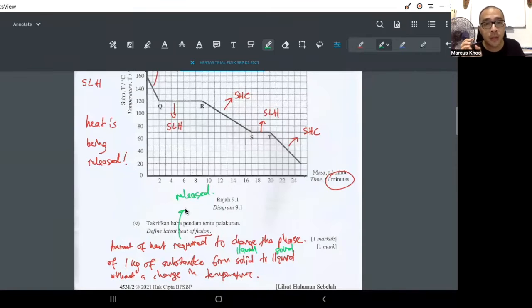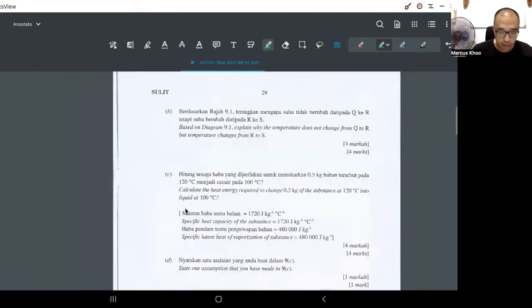When you talk about latent heat, the words without a change in temperature are the most important thing, because that is what separates the specific heat capacity and specific latent heat. Specific heat capacity is when you want to increase by 1 degree Celsius. Specific latent heat has no increase in temperature, only a change in phase. So the definition is very important.